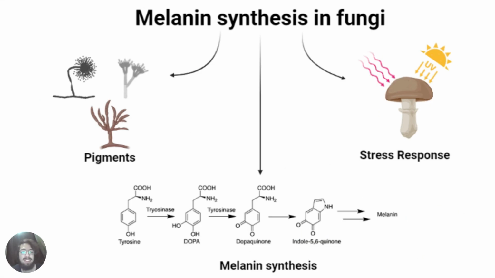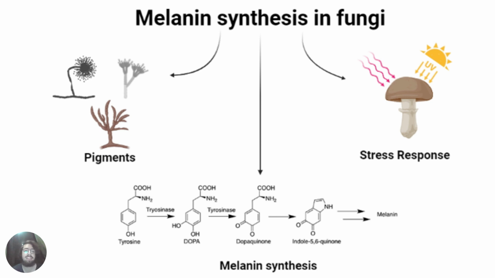Melanin synthesis in fungi is a complex process involving oxidation of precursor components such as tyrosine. Melanin is a dark pigment produced in many types of organisms, including fungi, plants, and animals. In fungi, melanin accumulates in different cell structures. It plays an important role in protecting the cells against various environmental stresses.